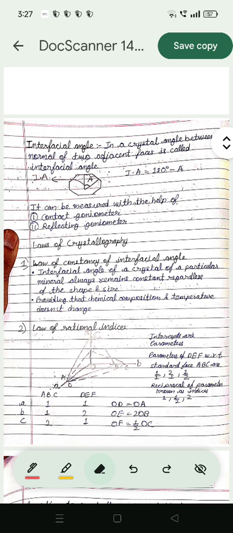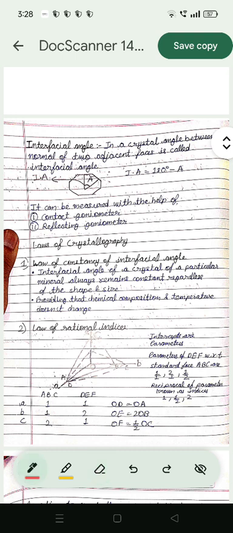We move towards the laws of crystallography. Law of constancy of interfacial angle. The interfacial angle of a crystal of a particular mineral always remains constant regardless of the shape and size, provided that the chemical composition and temperature don't change.